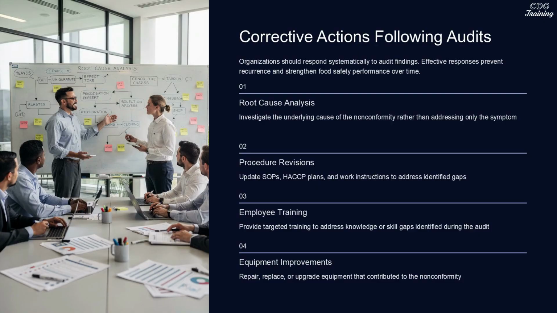Organizations should systematically respond to audit findings. Effective responses prevent recurrence and strengthen food safety performance over time. Key actions include root cause analysis, procedure revisions, employee training, and equipment improvements.